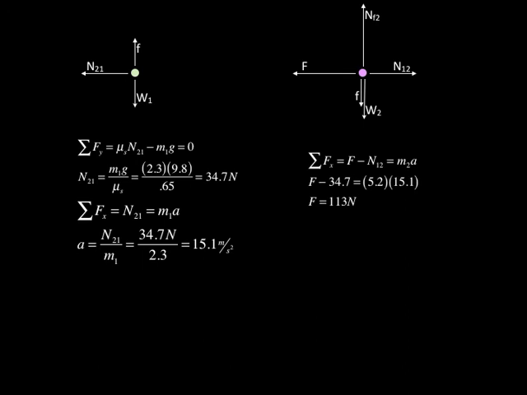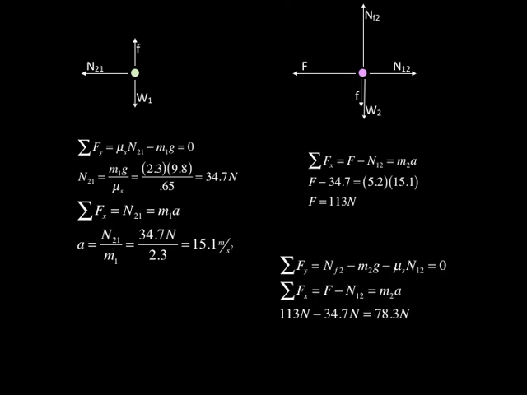And finally, it asked us what the net force on mass 2 was if we were applying exactly this much force, and we would get 113 newtons minus the normal force of 34.7 newtons, which is 78.3 newtons.